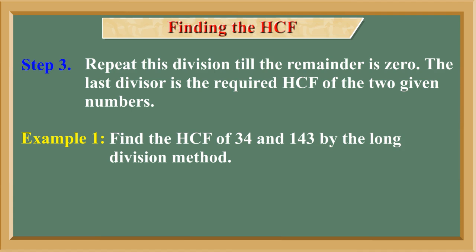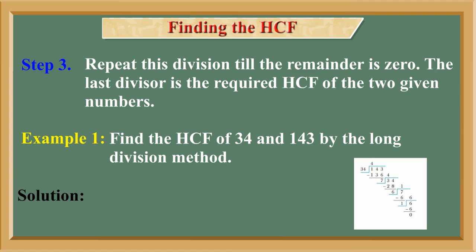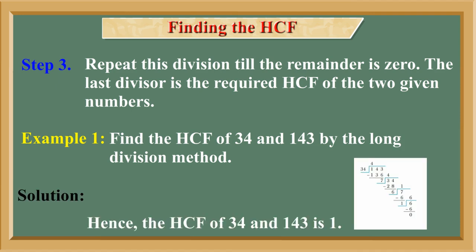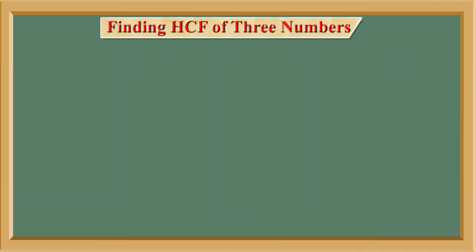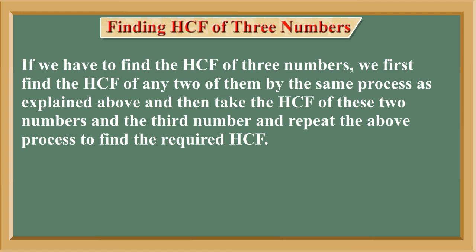Example 1. Find the HCF of 34 and 143 by the long division method. Solution. Hence, the HCF of 34 and 143 is 1. Finding HCF of 3 numbers. If we have to find the HCF of 3 numbers, we first find the HCF of any two of them by the same process as explained above and then take the HCF of these two numbers and the third number and repeat the above process to find the required HCF.